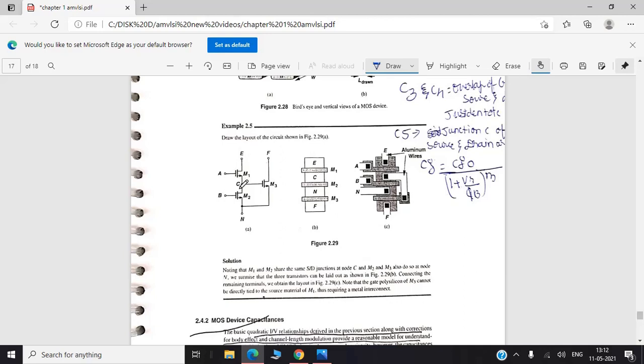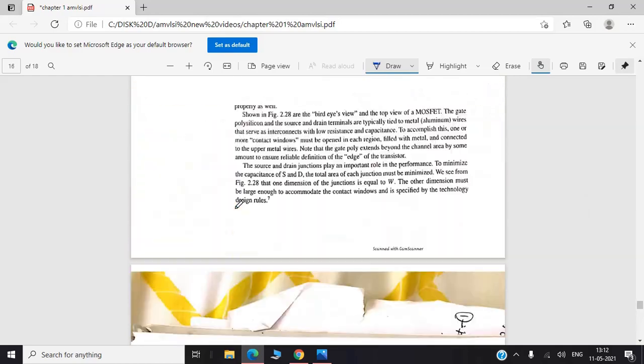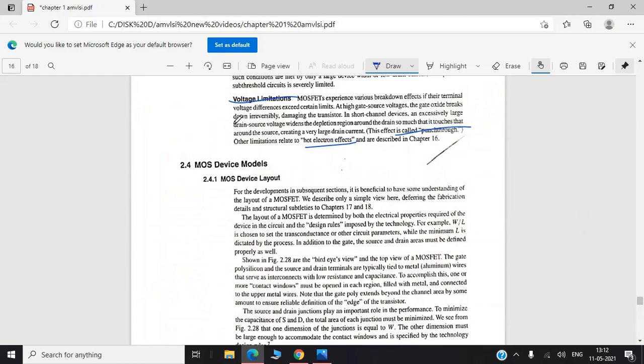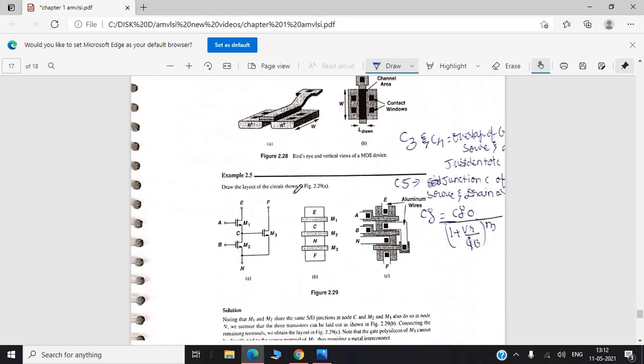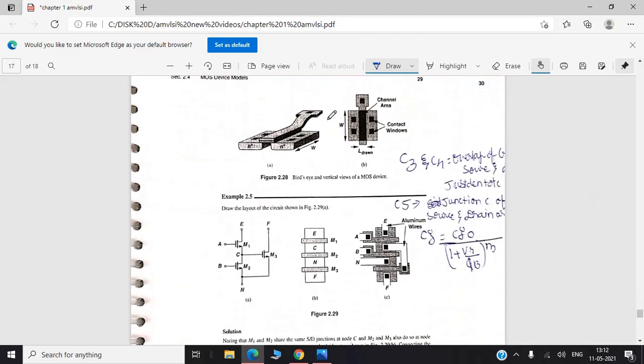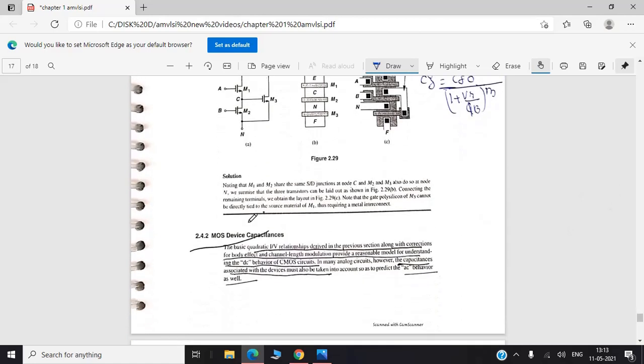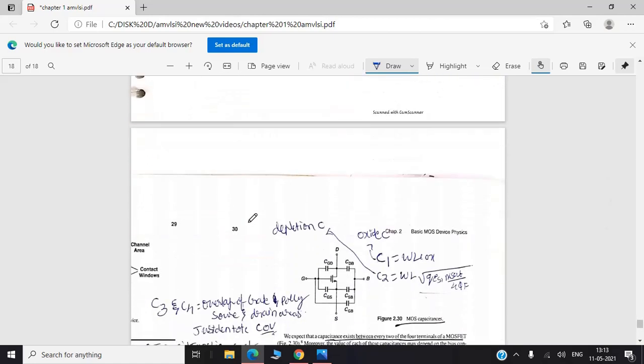So this is the circuit which will be drawn. This is the MOS device layout, the layout which you have already drawn. See, these are the layouts, right, which have the contact cuts. Green is the metal in your FCMOS. Similarly, the same thing is here also. It's just a brush up. Next, MOS device capacitance. This is an important one.